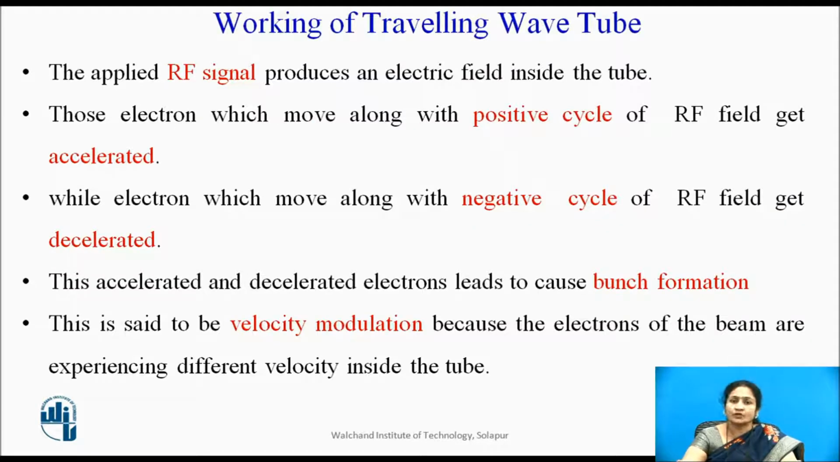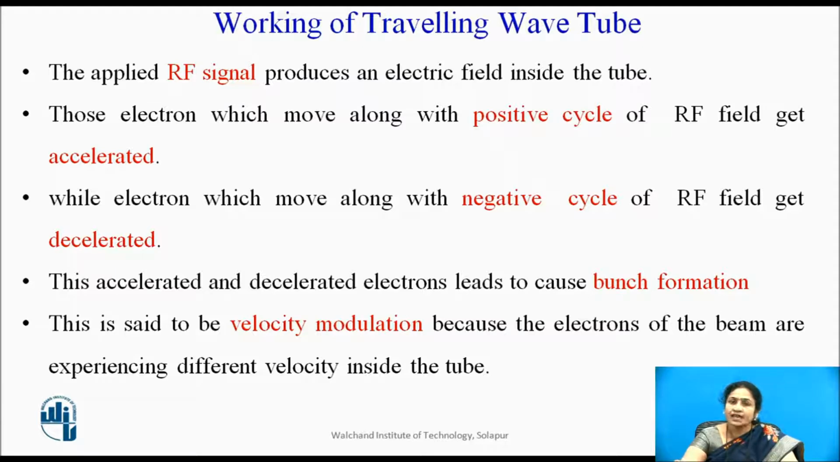Let us see the working of the TWT tube. As you know, the RF signal which has to be amplified is applied at one end of the helical structure. The applied RF field will produce an electromagnetic field inside the tube. These electrons, which are emitted from the cathode and move along the helical path, come to interact with the RF signals in the helical structure.